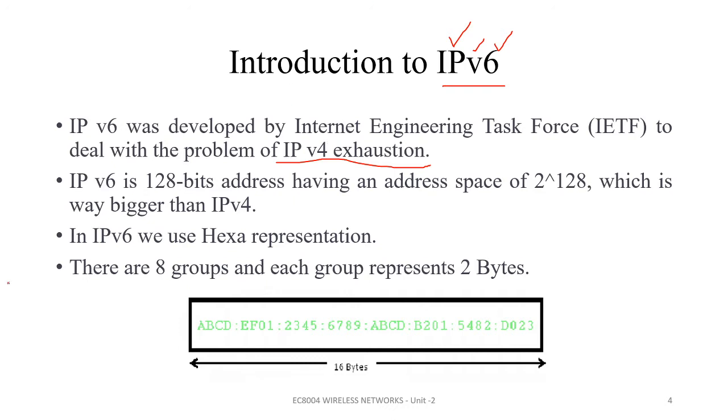The address is 128 bits, which is bigger than V4, where it is only 32. Here it is 128, and it has hexadecimal representation, but version 4 has binary representation. There are 8 groups, and each group represents 2 bytes. If you count 1, 2, 3, 4, 5, 6, 7 and 8, each represents 2 bytes of data, so totally 16 bytes are represented for IPv6.